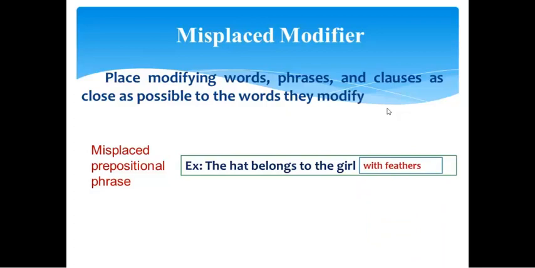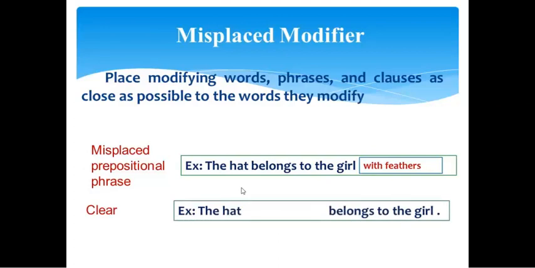The hat belongs to the girl with feathers. When I read this sentence, I think that the one that has feathers is the girl, but actually this is not logical. It makes confusion for me. Which one has feathers? The girl or the hat? The one that has feathers is the hat. So the correction is: the hat with feathers belongs to the girl. This is called misplaced modifier. If I use it in the wrong place, it's called misplaced modifier, and it's a prepositional phrase. As we said, it can be a word or a phrase or even a clause. We are going to discuss this one.